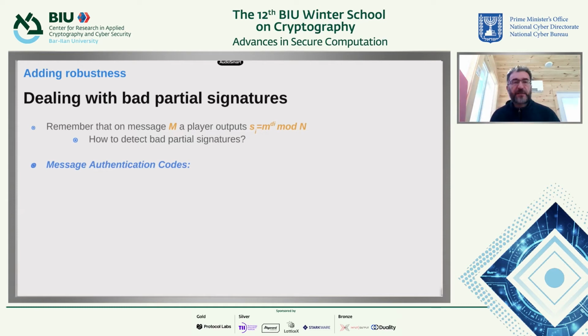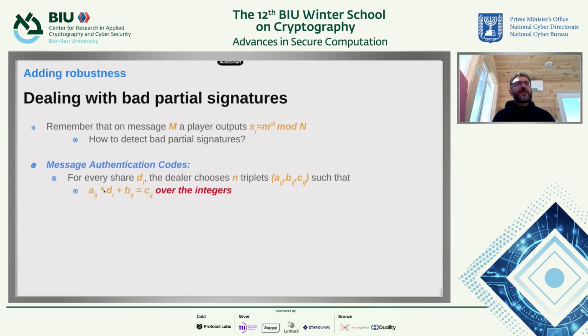And the first one is based on message authentication codes. So at the beginning, when the dealer sends a share DI, the dealer also chooses triplets AIJ, BIJ, and CIJ, such that AIJ times DI plus BIJ is equal to CIJ. Many of you may recognize this as the universal hash function based authentication code. We need to do this over the integers. Even if the dealer knows phi of n, he's going to choose AIJ and BIJ as sufficiently large random integers, and then set CIJ this way also over the integers, okay?